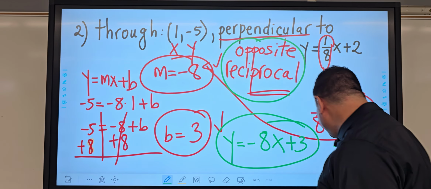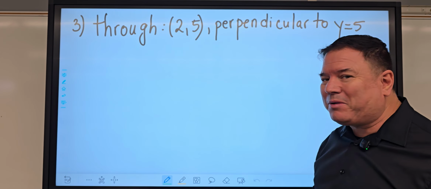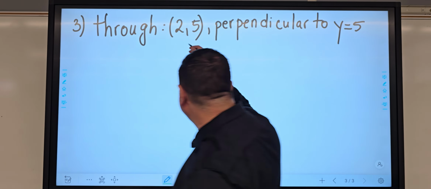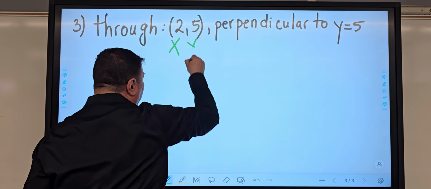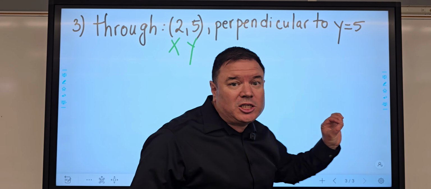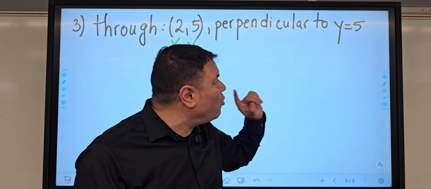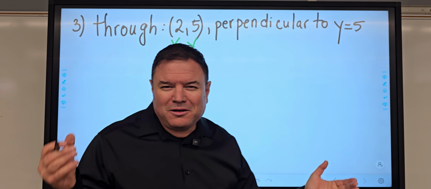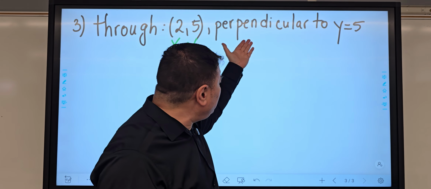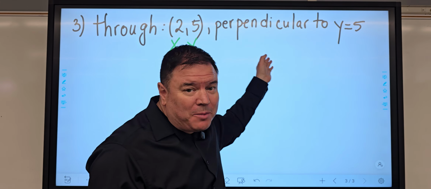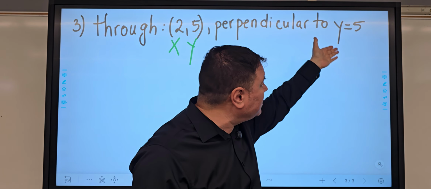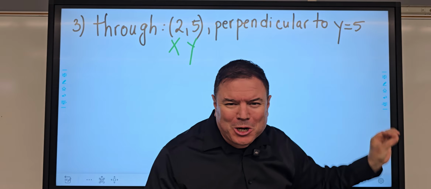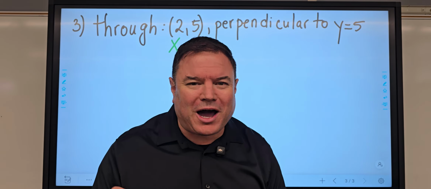Okay, perfect. Let's look at another example here. Final example. Our equation goes through this point, 2 and 5. Remember, this is x and this is y. And now it's perpendicular to y equals 5. What does it mean? Perpendicular would mean opposite reciprocal if we had the line in slope-intercept form, y equals mx plus b form. But in this case here, we have just y equals 5.